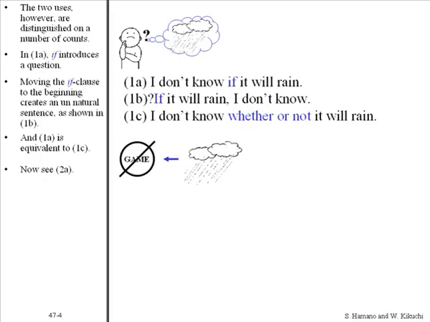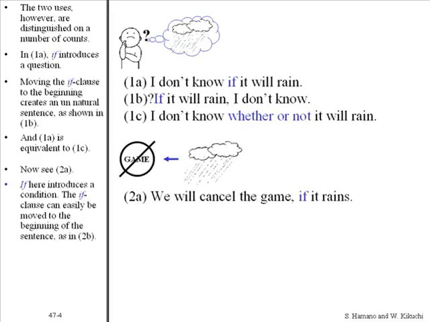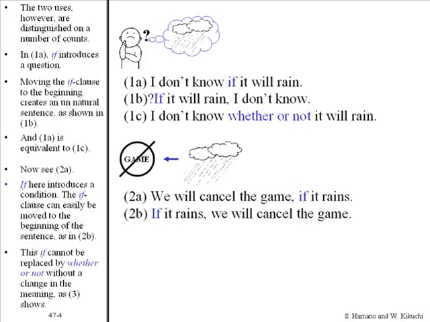Now see 2a. If here introduces a condition, the if clause can easily be moved to the beginning of the sentence as in 2b. This if cannot be replaced by whether or not without the change in the meaning, as 3 shows.